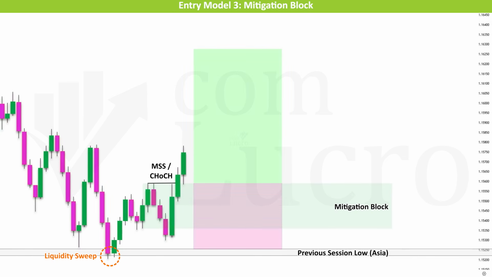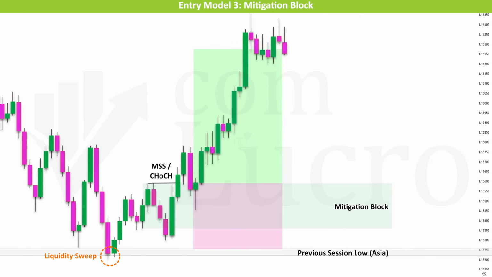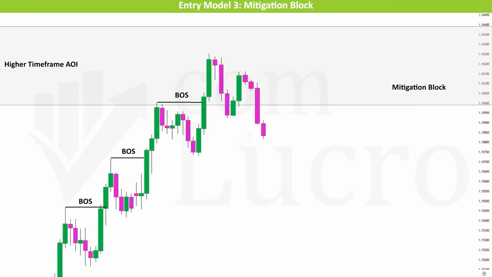To execute a long trade, place a limit order at the highest point of that mitigation block, with the stop loss set a few pips below the nearest swing low, and wait for price to retrace and activate the entry. It is important to note that this differs from a breaker block. With a breaker block, we look for a lower low to form, rather than a higher low.